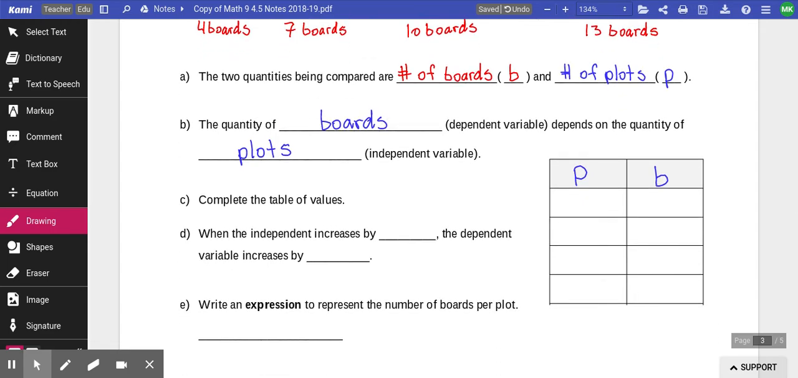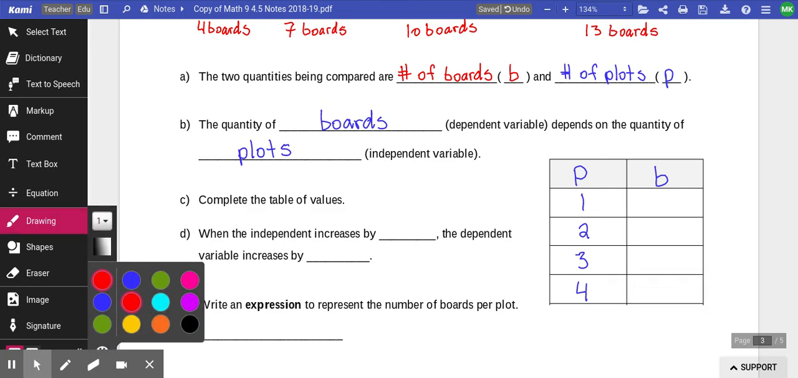We're just going to fill in the first four plots. So we're going to say 1 plot, 2 plots, 3 plots, 4 plots. And then fill in our B values, which we already know, right? So we need 4 boards for 1 plot, 7 boards for 2 plots, 10 boards for 3 plots, 13 boards for 4 plots.